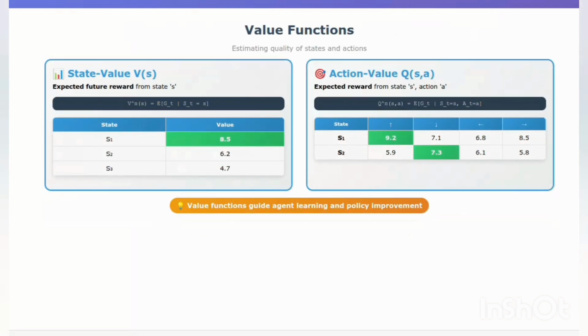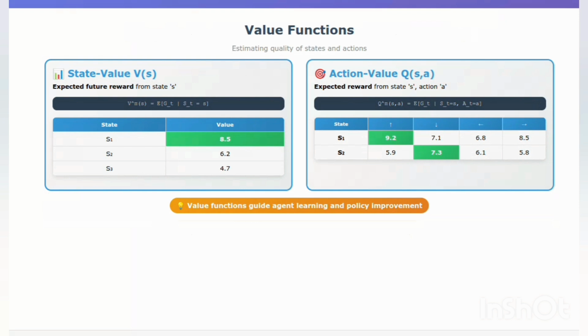Finally, value functions. These are critical for guiding the agent's learning. A value function estimates how good it is for an agent to be in a particular state or to take an action in a state under a given policy. The state value function, V of S, tells us the expected total future reward starting from state S and following a given policy. The action value function, Q of S, A, also known as the Q value, tells us the expected total future reward starting from state S, taking action A, and then following a given policy.